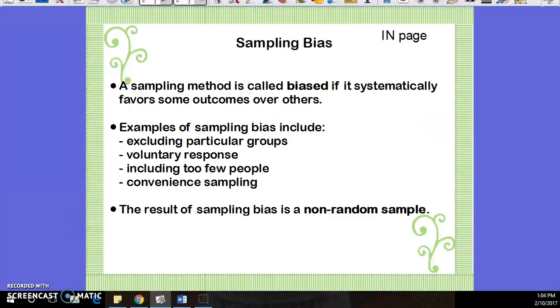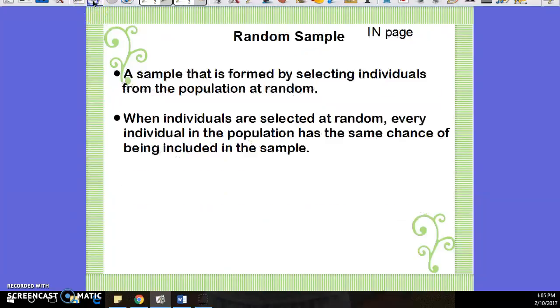When a sample is unfair, it is called sampling bias. That is, it systematically favors some outcomes over others. Examples of sampling bias include excluding particular groups, voluntary responses, convenience sampling, or including too few people. The result of sampling bias is a non-random sample.